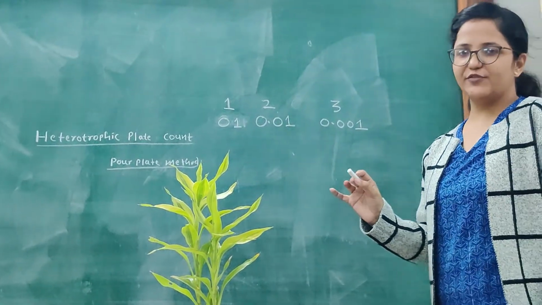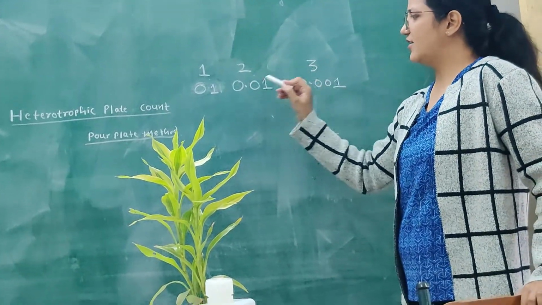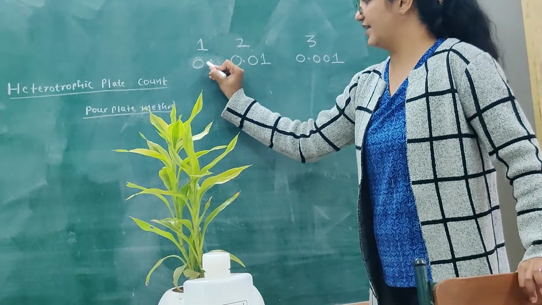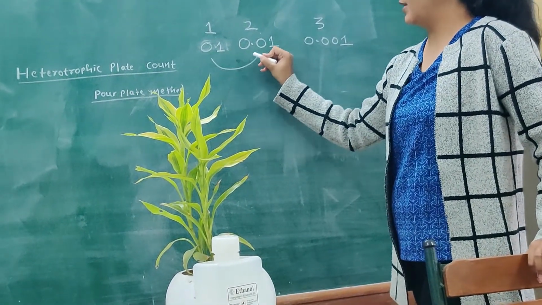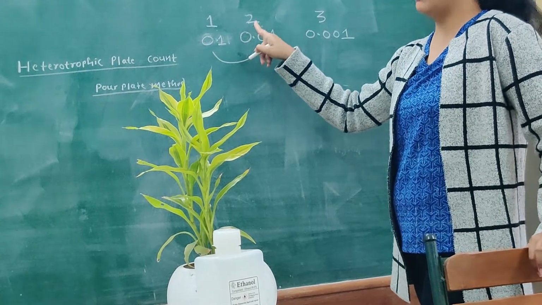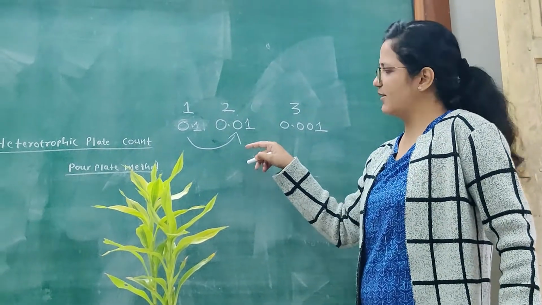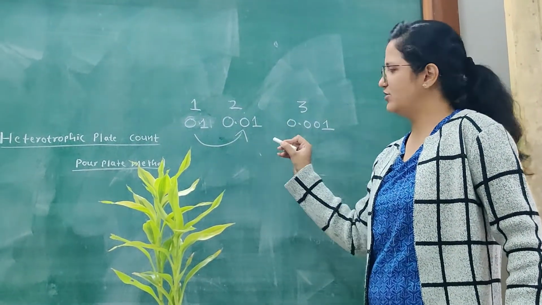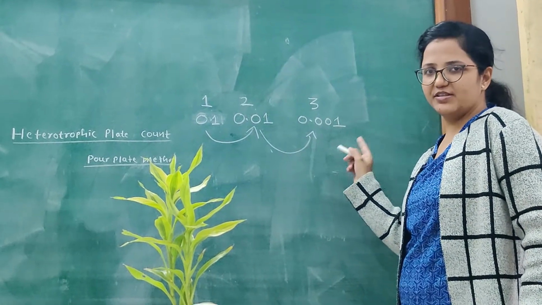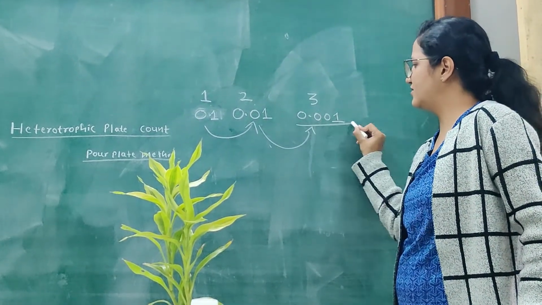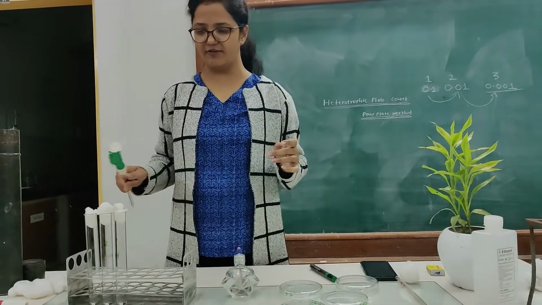In short, if you are getting confused, we have labeled tubes 1, 2, 3. Tube 1 is of 0.1 dilution. Take 1 ml from the 0.1 dilution and add it to tube number 2. It will become 0.01 dilution. Now take 1 ml from the 0.01 dilution and add it to tube number 3. That will become 0.001 dilution. Okay, so now we have done all the dilutions.